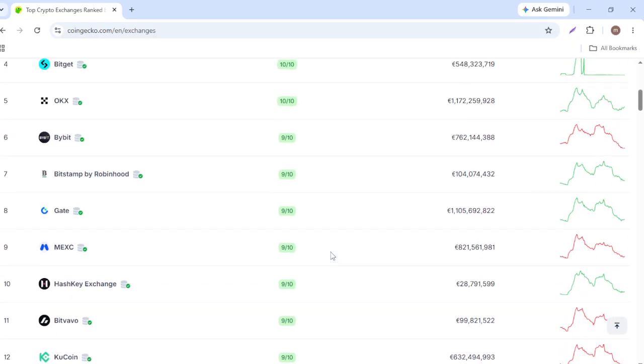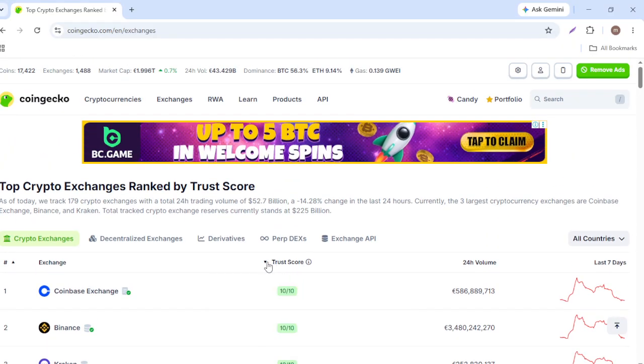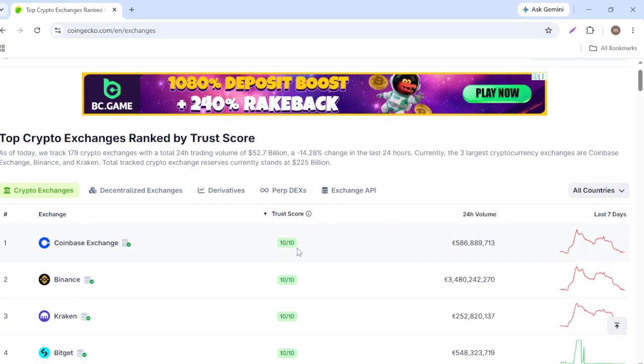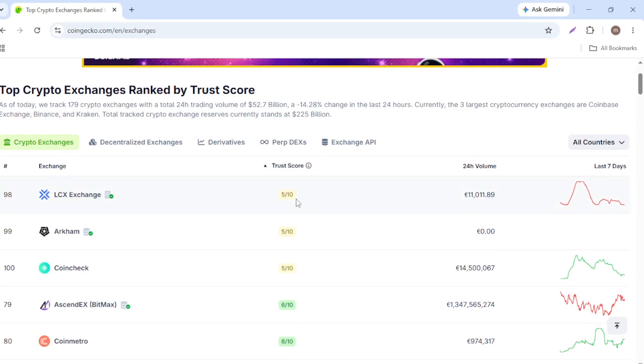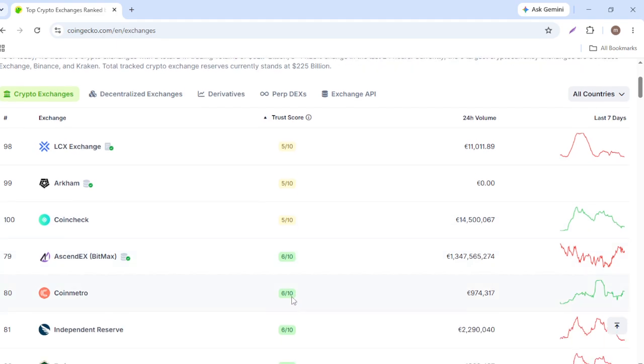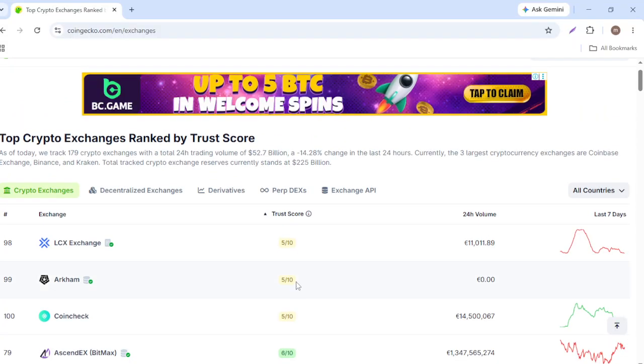Sort by trust score. If an exchange is in the top 10 but has a mediocre trust score, dig deeper into its volume distribution. If the majority of its volume comes from obscure low-cap pairs, that's a red flag for artificial inflation. If you're trading futures, switch to the Derivatives tab.